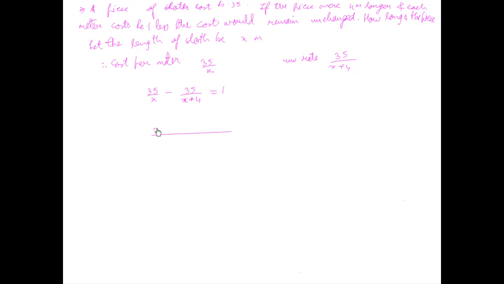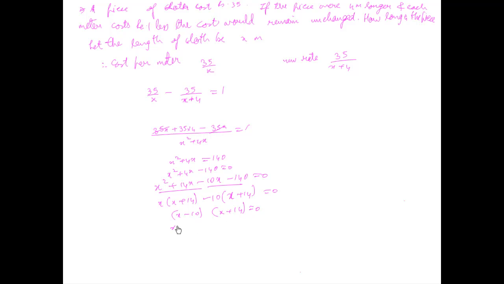Let's take the LCM, children. Thirty-five x cancels, children, to give you x squared plus 4x is equal to 140. Or the equation becomes x squared plus 4x minus 140 equals to 0. Factorizes: x squared plus 14x minus 10x minus 140 equals to 0. Take common. That's x plus 14 minus 10, x plus 14. So children, that gives us two brackets, x minus 10 equal to 0 or x plus 14 equals to 0. That gives us x is equal to 10 or x is equal to negative 14, which is not possible. So x is equal to 10 meters. So the length of the cloth is 10 meters, children. Thank you.